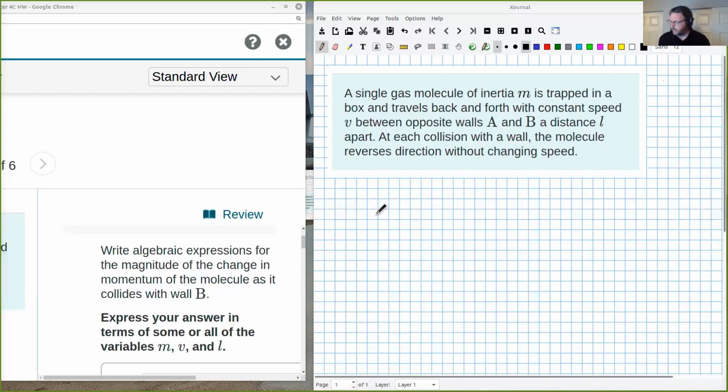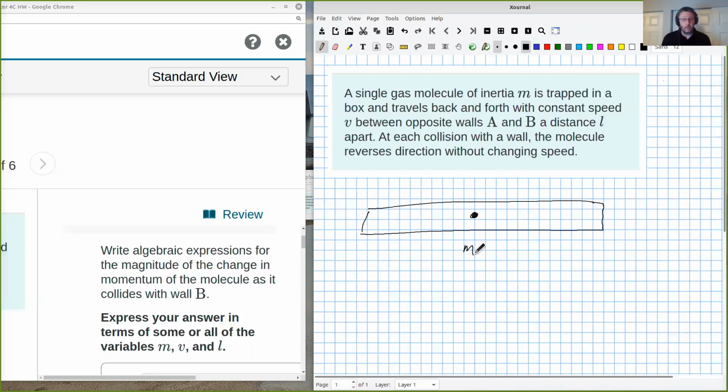So in the situation, we've got a box. It's a one-dimensional box because we're not thinking about the molecule going up and down and left and right and all of that. We're just imagining it's more like a tube. It's going left and right. We've got a molecule stuck in the center of the box. It's got an inertia of m trapped inside. It's traveling back and forth at a constant speed.